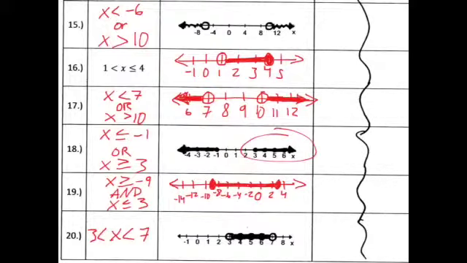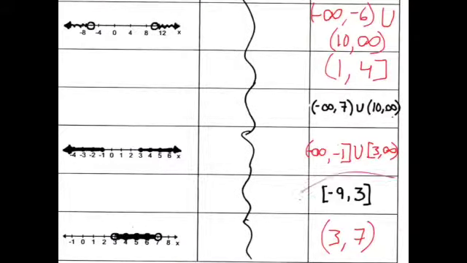The other shading starts at 3, and it's filled in, and goes to the right. So that'd be numbers bigger than or equal to 3. So x is greater than or equal to 3. To get anything on 19, you look at your interval.